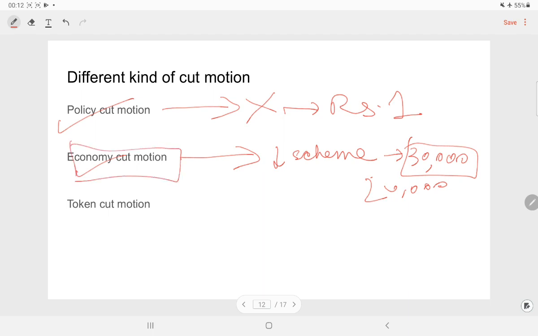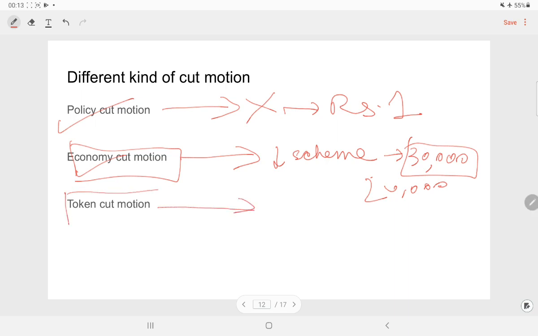Also, these cut motions have little relevance in practical cases, because if a cut motion is passed, that is like saying that the government does not enjoy the majority, and it will put the government at stake if a cut motion is passed in parliament.